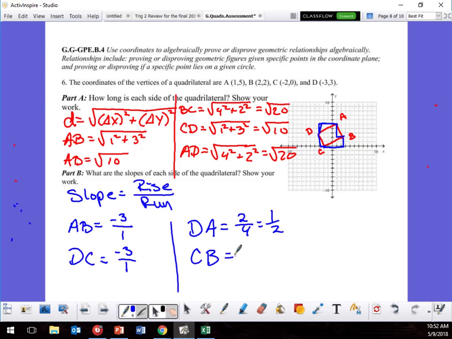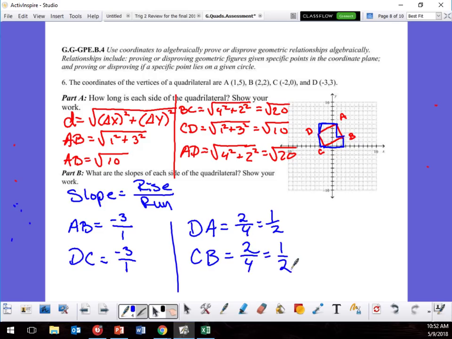So CB, it goes up. How much does it go up? It looks like 1, 2. Yes, it goes up 2. And it goes over 4. Okay. Which again gives me 1/2.